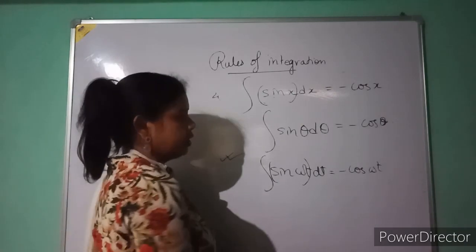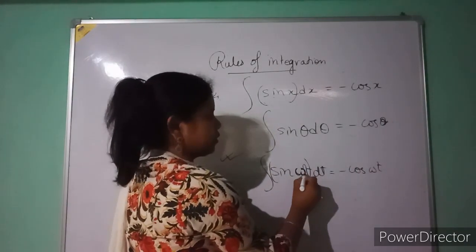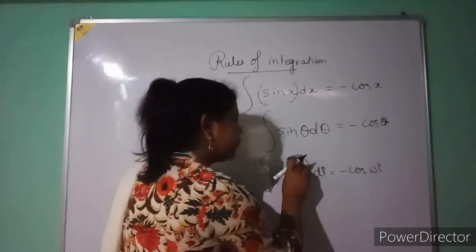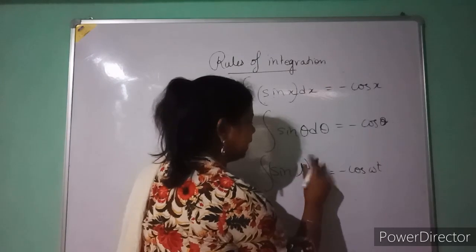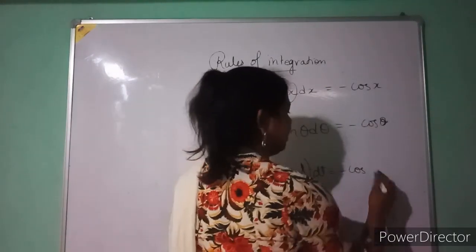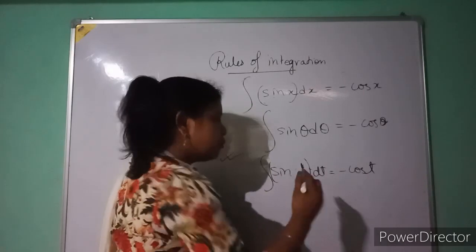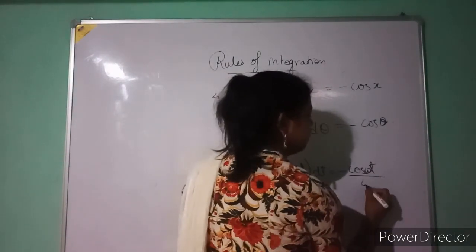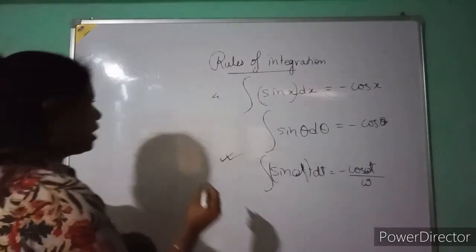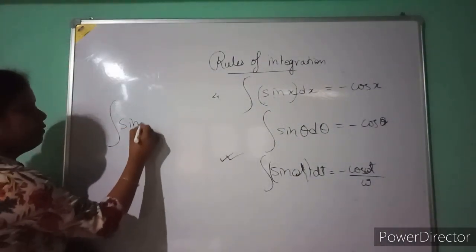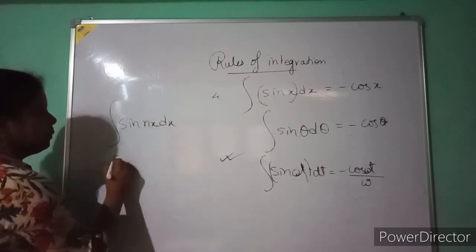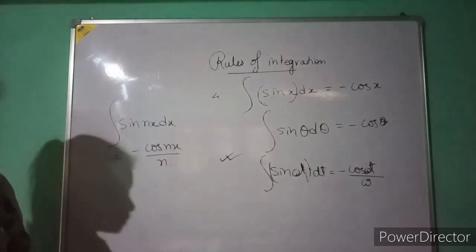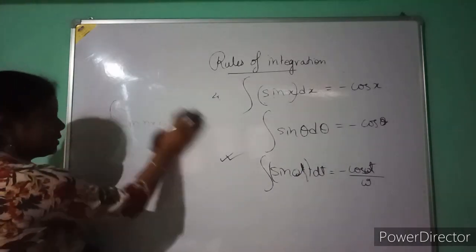In case of integration, if you have a term like this, omega t. See, if instead of omega I had only written t, then what will happen? My answer will be cos t. But since another term, omega, is there, I have to divide that by omega. Means my general rule: if I write sine of nx dx, it will be equal to minus cos of nx divided by n. This is my rule. So this is my next rule.